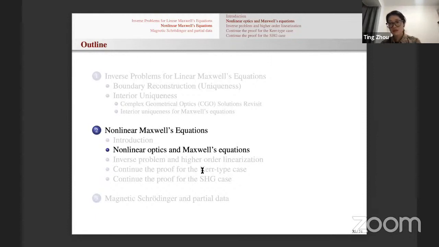I guess I'll stop here. And then for the next hour and a half, I'll talk about the modeling of nonlinear optics and why we consider nonlinear Maxwell's equations, and some results of the inverse problem for Maxwell's equations with Kerr-type nonlinearity and second harmonic generation nonlinearity. Okay, thank you.